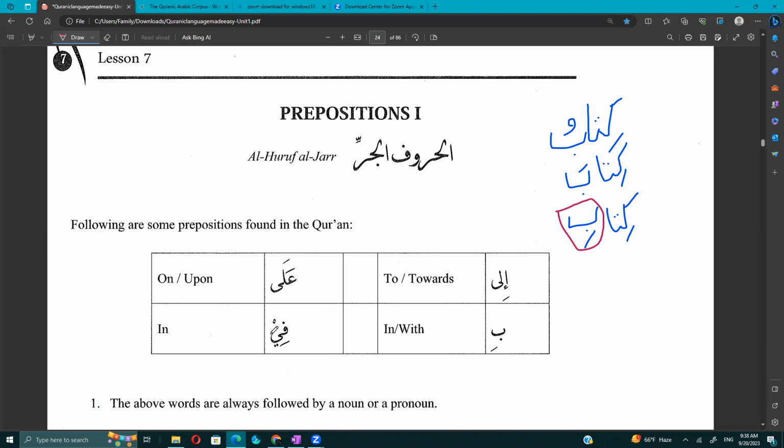You all please repeat after me. You don't have to unmute yourself, just repeat after me. Say ila is to or towards, ala is on or upon, bi is in or with, and fi is in. You all can repeat after me. If there is no disturbance near you, you can unmute yourself and say it out loud. Ila, to or towards. Ala, on or upon. Bi, in or with. Fi, fi is in.